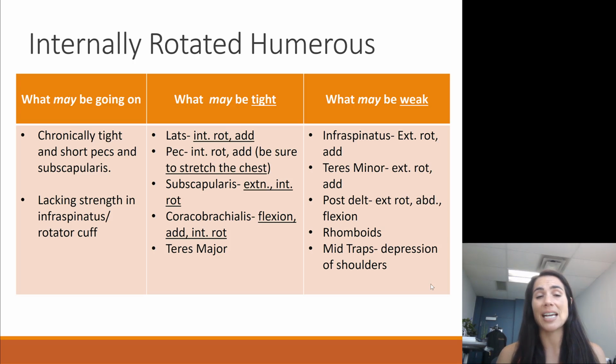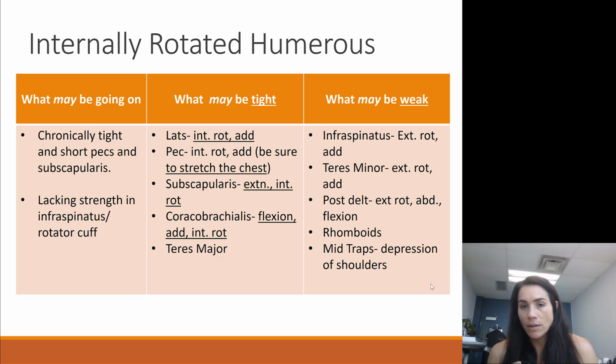We also might know that there's lacking strength in the infraspinatus or that rotator cuff. So we know what might be going on, we know what might be tight, what also might be weak. And so if we know that the chest is tight, we're thinking that potentially there might be weakness in there as well. So that infraspinatus, which helps with that external rotation, teres minor, which also helps with external rotation.